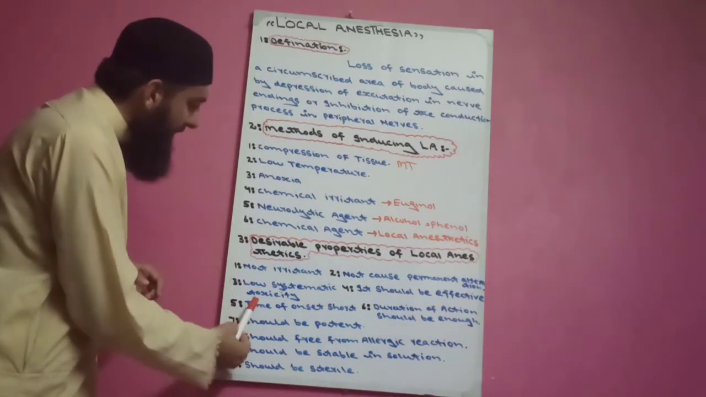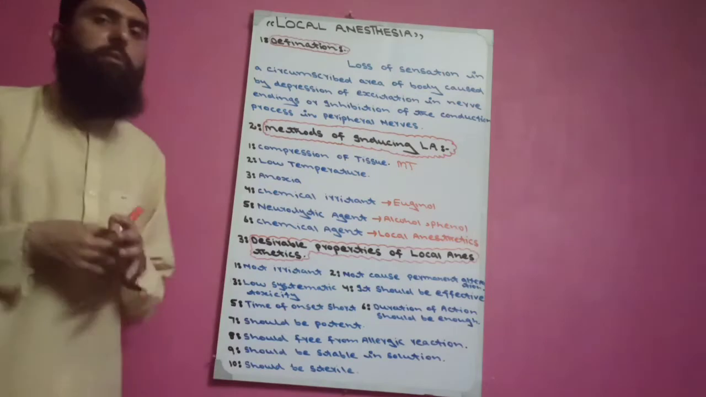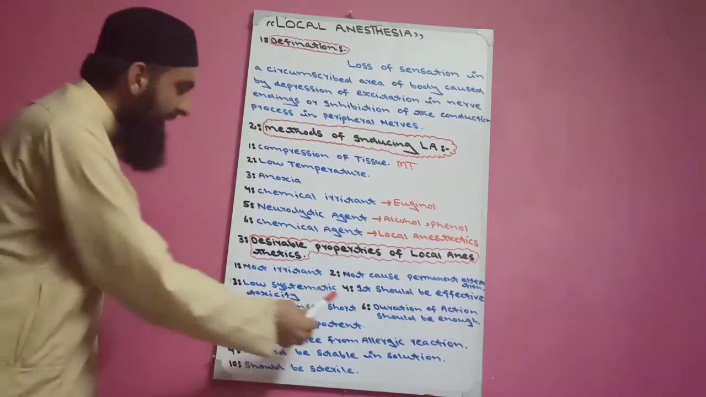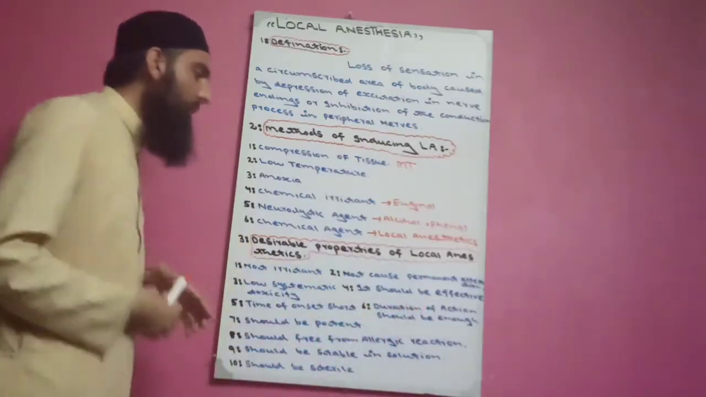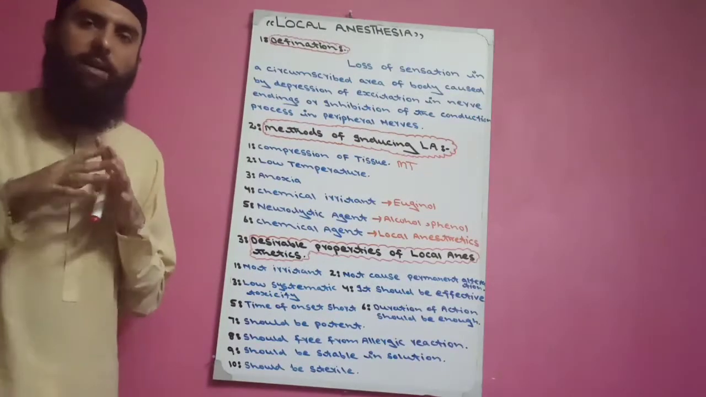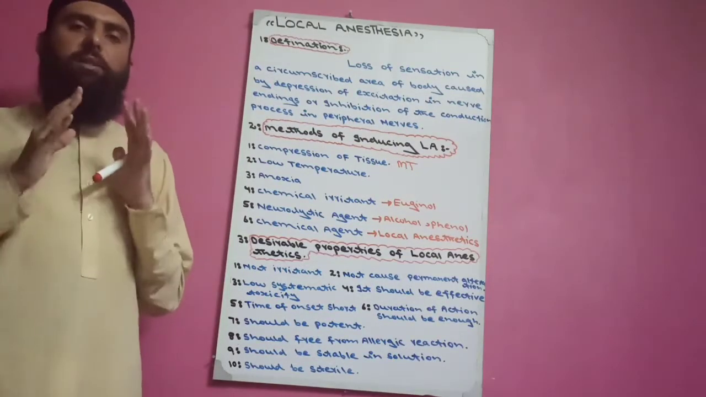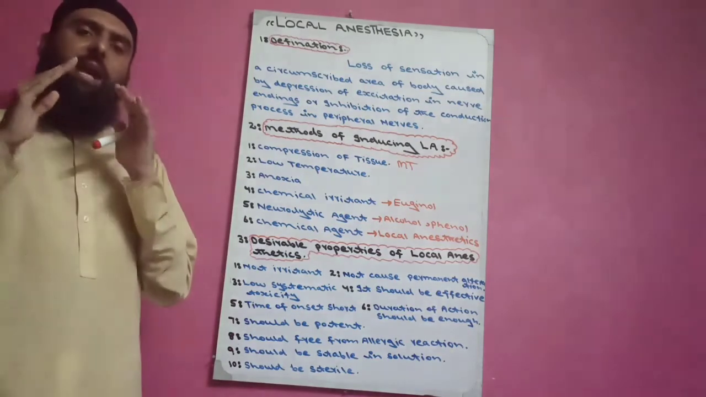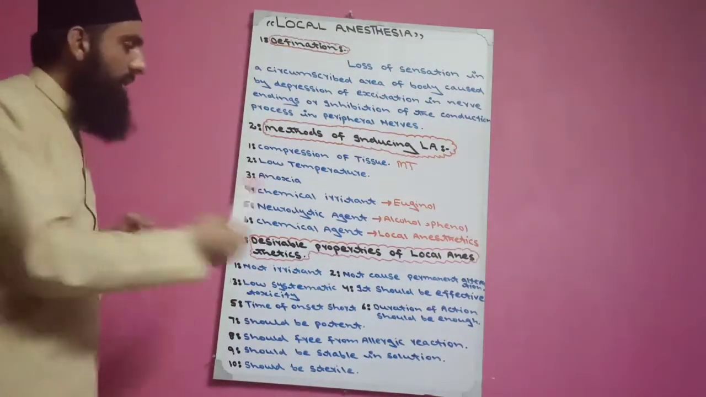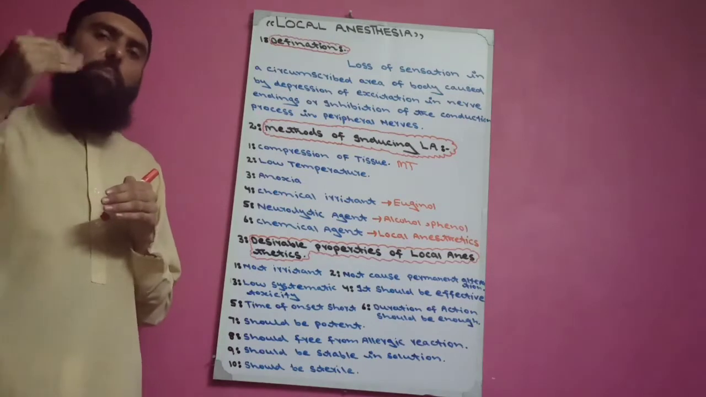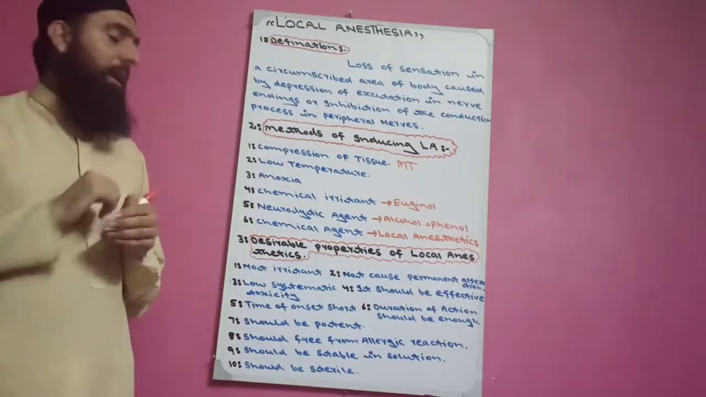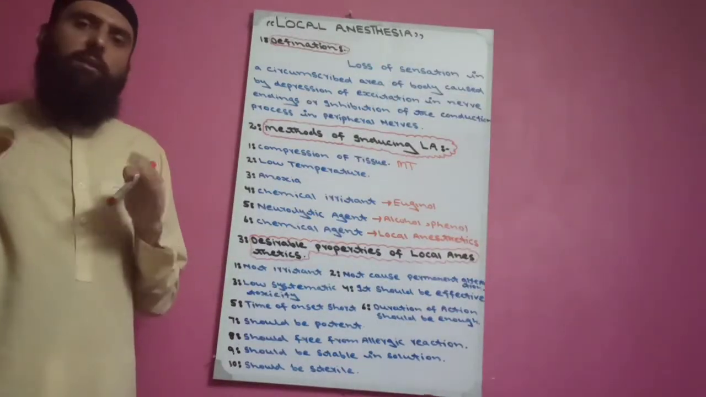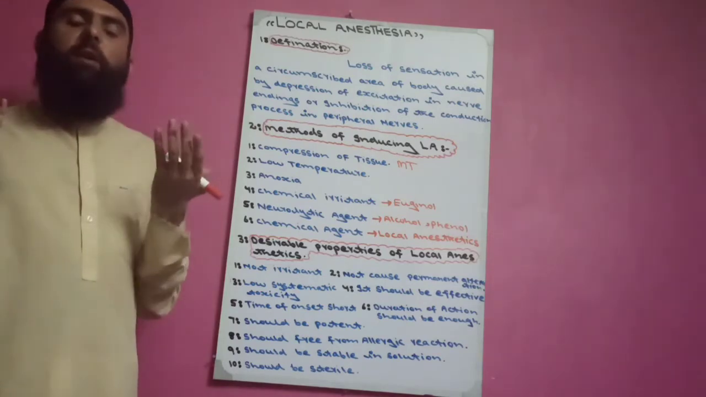The fifth desirable property is time of onset should be short. The time of onset, the time of initiation of effect, should be short. Sixth desirable property is duration of action should be enough. It should provide enough duration of action in order for us to do a procedure. If duration of action is short, then during the procedure the patient feels pain. And duration of action should not be too prolonged, then we will wait for hours.